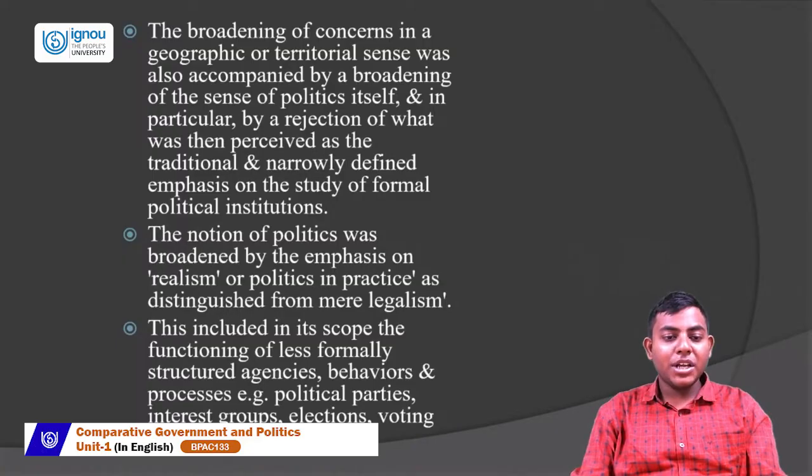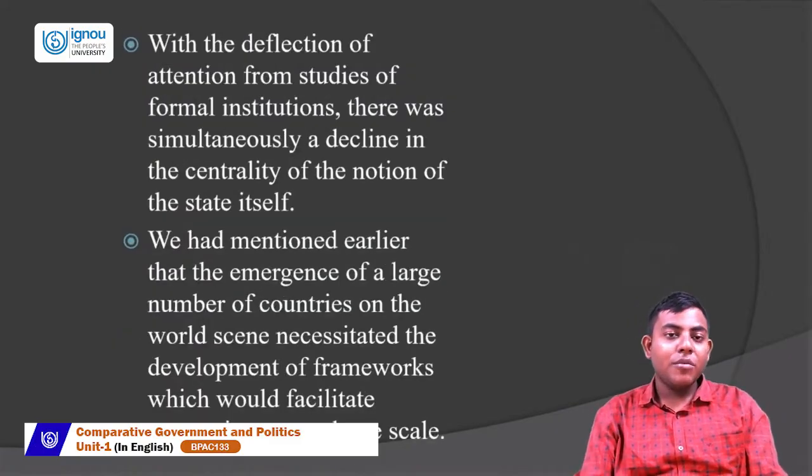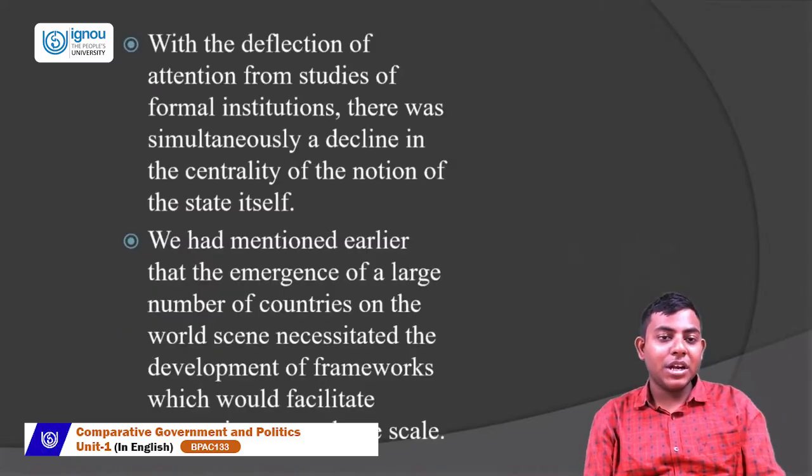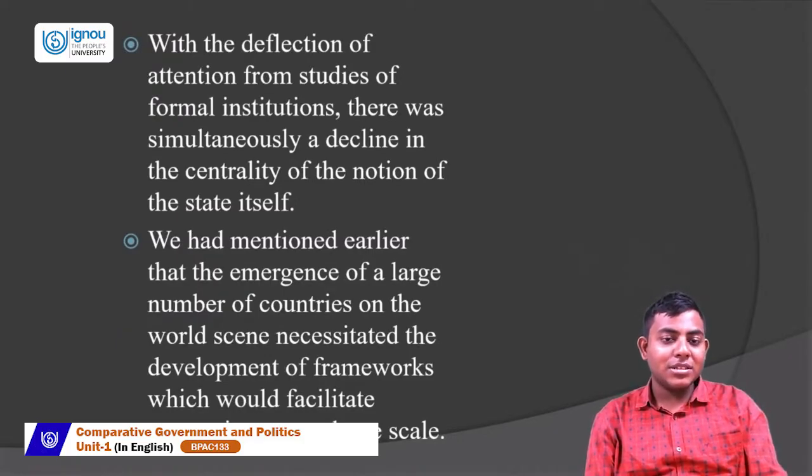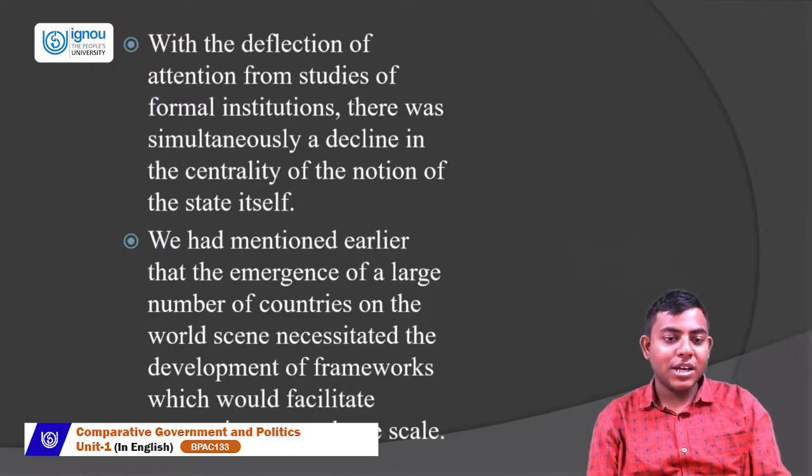The notion of politics was broadened by the emphasis on realism or politics in practice, as distinguished from mere legalism. This included in its scope the functioning of less formally structured agencies, behaviors and processes, like for example, political parties, interest groups, elections, voting behavior, attitudes, etc. With the deflection of attention from studies of formal institutions there was simultaneously a decline in the centrality of the notion of the state itself.